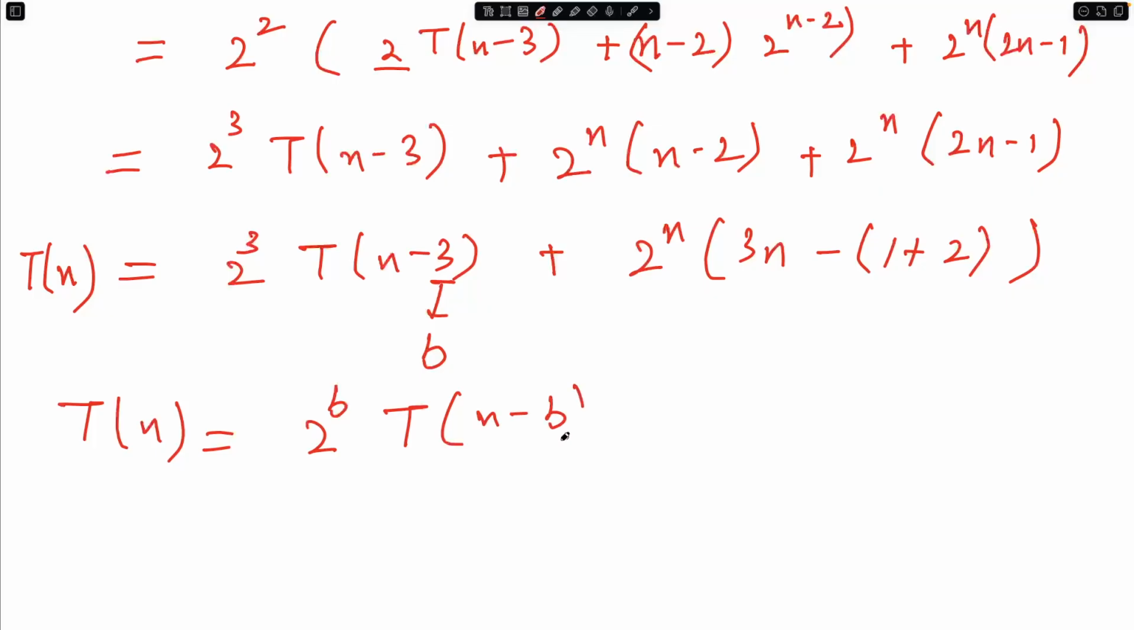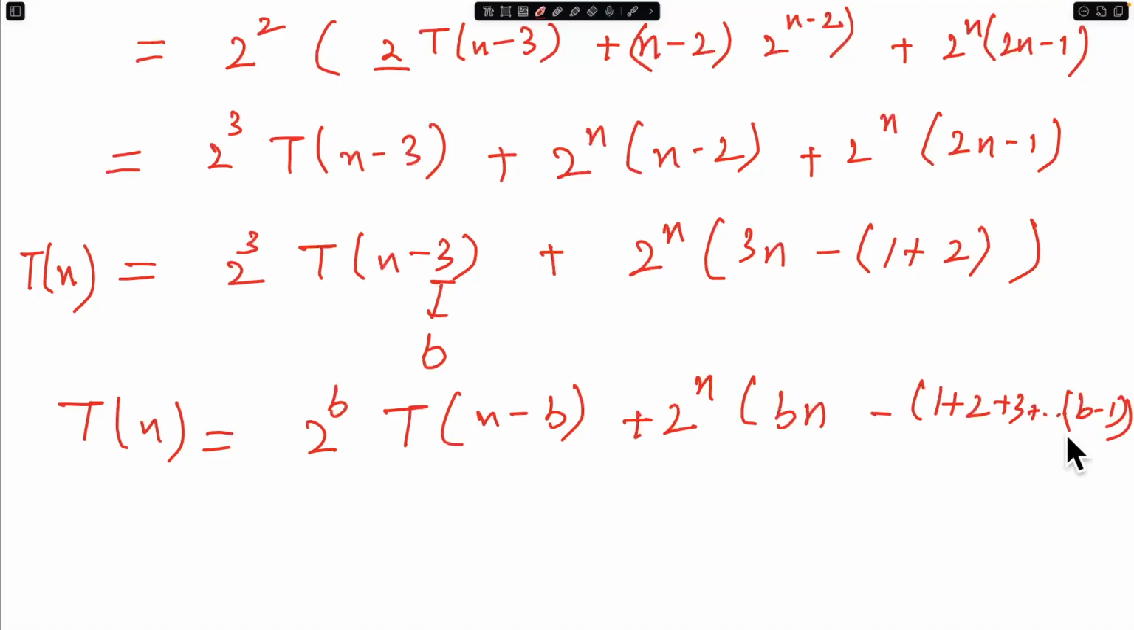N minus b plus 2n. Mind you, this n is not changed. This 3 over here is b, not n, so this is going to stay the same, and this is bn minus c over here. This is not adding up till b, because if it were adding up till b, then there must have been plus 3 also. So it is adding up till b minus 1, right? This summation is 1 plus 2 plus 3 dot dot b minus 1, right? This is the summation that we are getting, right?